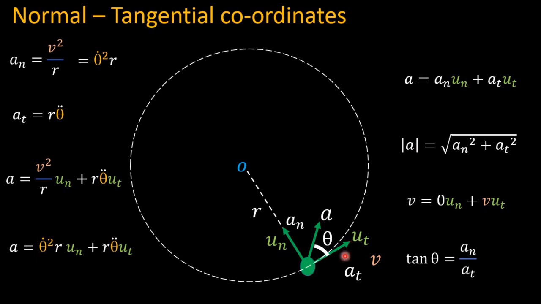In the tangential direction, we have this acceleration here, which is r times theta double dot, and we've got velocity as well. And we could have also written velocity as v equals r times theta dot, but we haven't written it here. And in the normal direction, we have this acceleration, v squared over r, or theta dot squared times r.